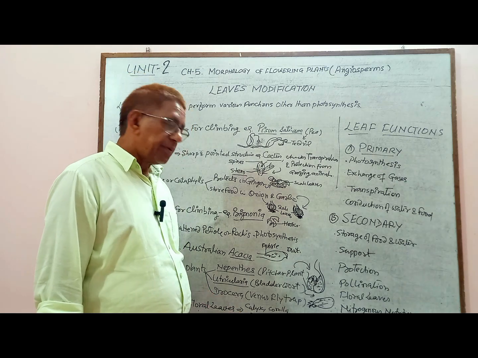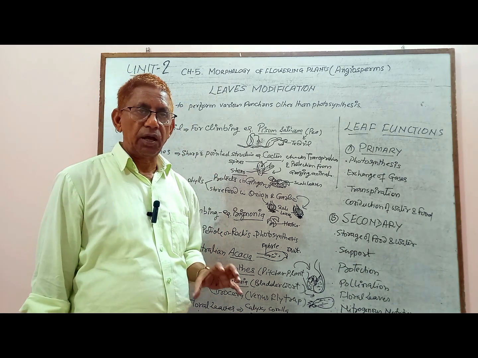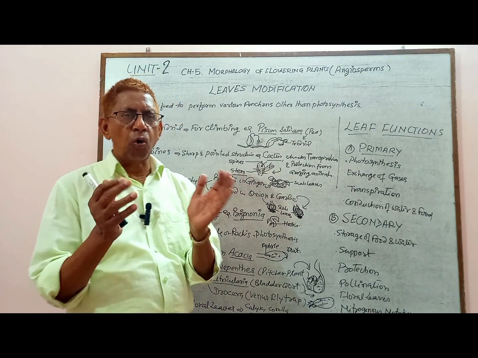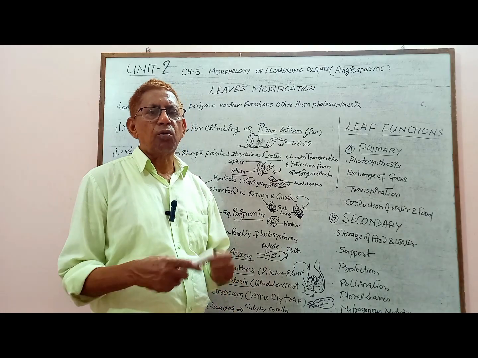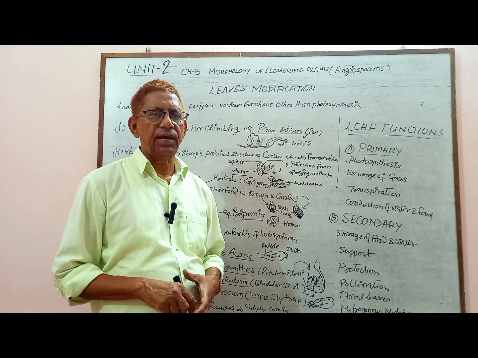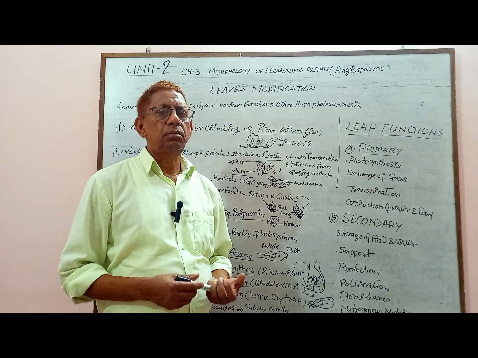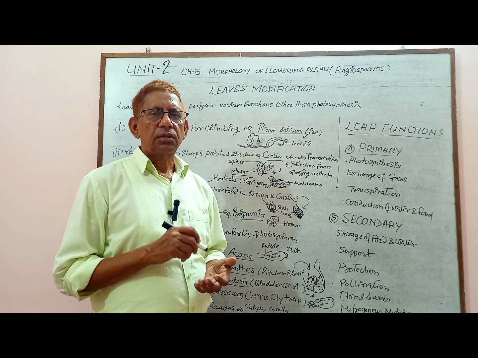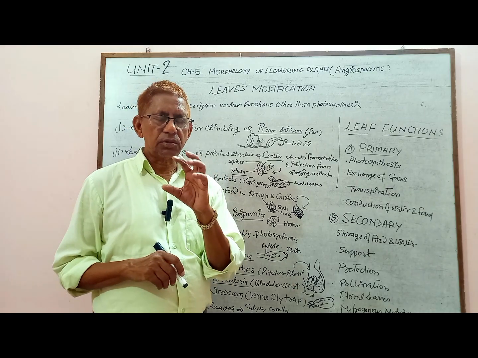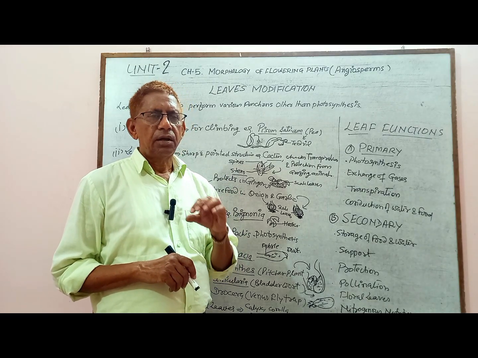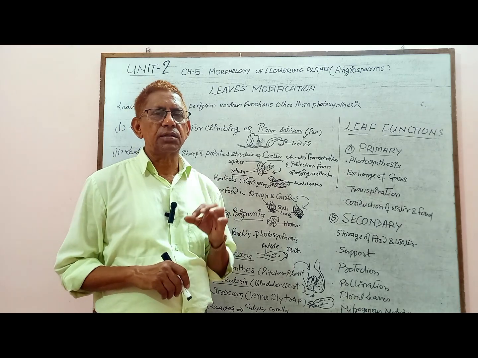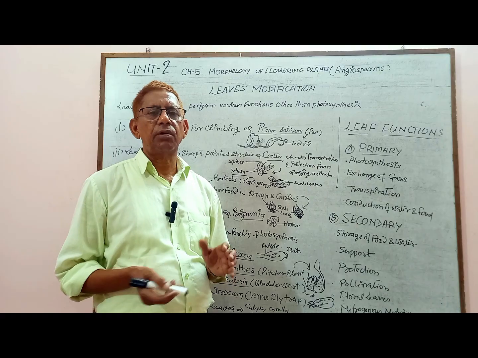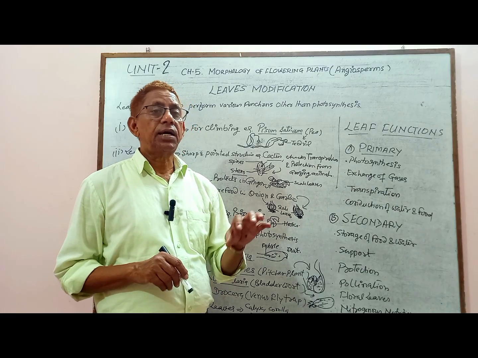So in angiosperms, if you take the example of any flower, you see there are different whorls of the flower. The outermost layer is the calyx, made of sepals, and then the corolla, made of petals. So the sepals collectively we call the calyx. Likewise, all the petals collectively we call the corolla, and these are accessory organs.